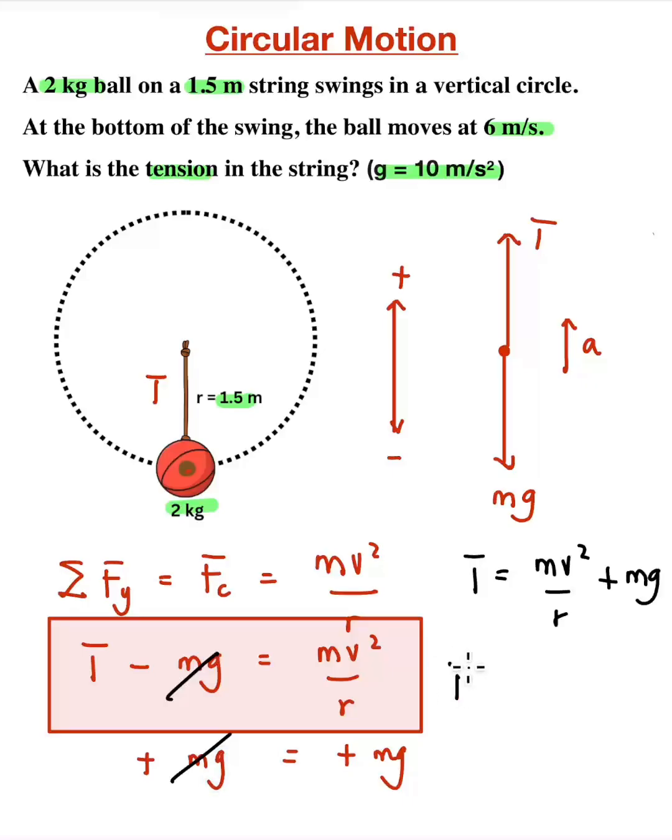Now we can plug in the values. The tension in the string at the bottom location is going to be the mass of the ball, which is 2 kilograms, times the velocity of the ball at that point, 6 meters per second squared, divided by the radius, which is 1.5 meters, plus mg, which is 2 times 10, with 10 being the acceleration due to gravity. So if we evaluate all of this, we get the tension to be 68 newtons. And this is the tension in the string at the bottom location when this ball is undergoing circular motion with a velocity of 6 meters per second.